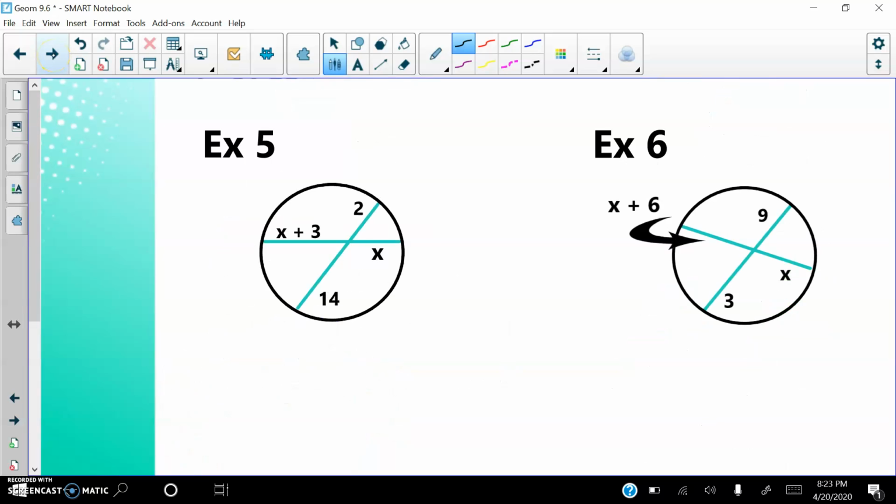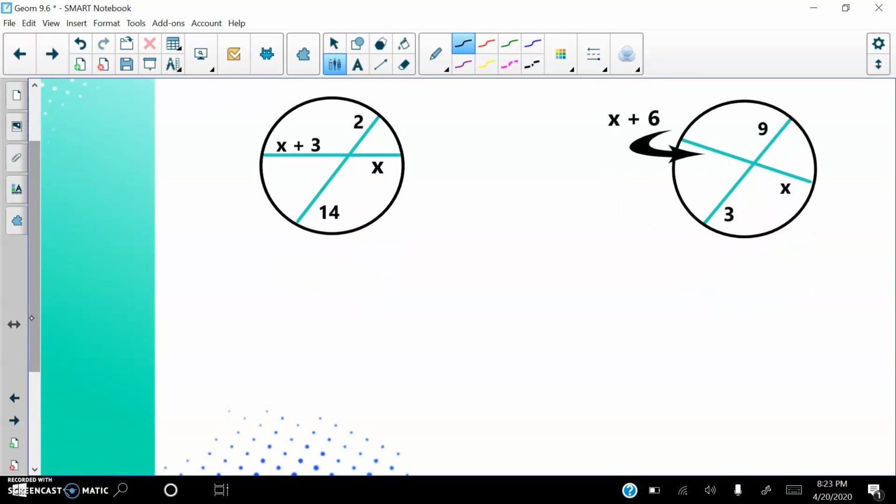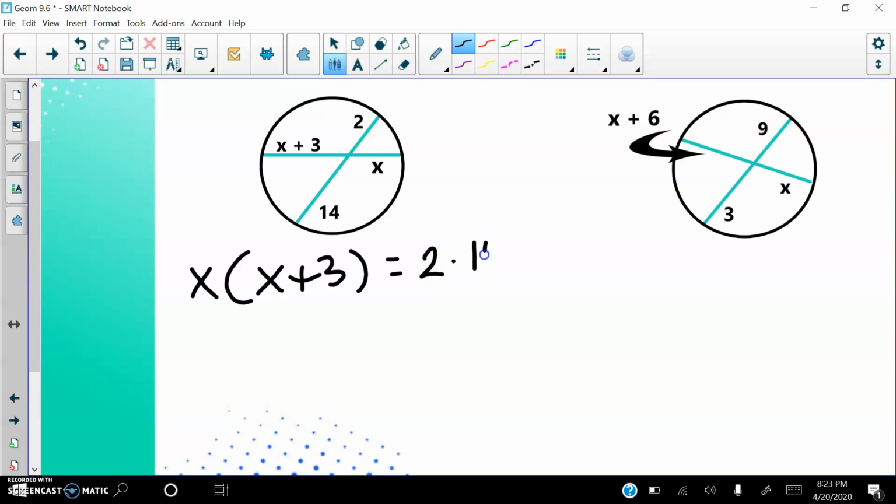All right, and these two are probably the more difficult problems we have. I'm going to have x times x plus 3 equals 2 times 14. And we are going to distribute. I get x squared plus 3x equals 2 times 14 is 28.